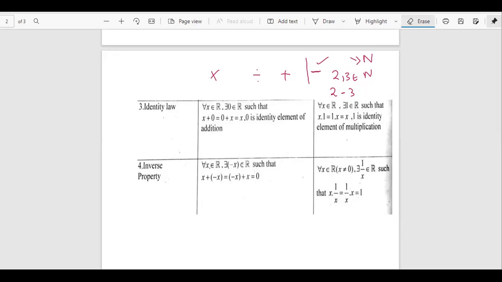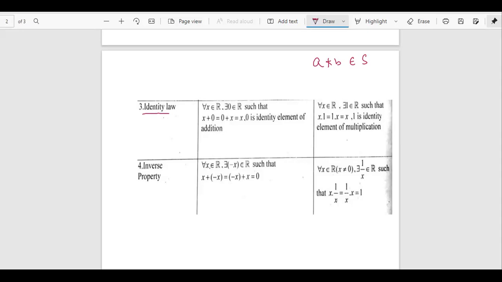Yes. Okay. Right. Now we are going to talk about the third law, that is identity law. Just like we said that in our set, we need to have the product, and it should satisfy the associative property as well. We have only been talking about addition and multiplication. So here we have the third law, which says we need to have the identity element as well, okay?